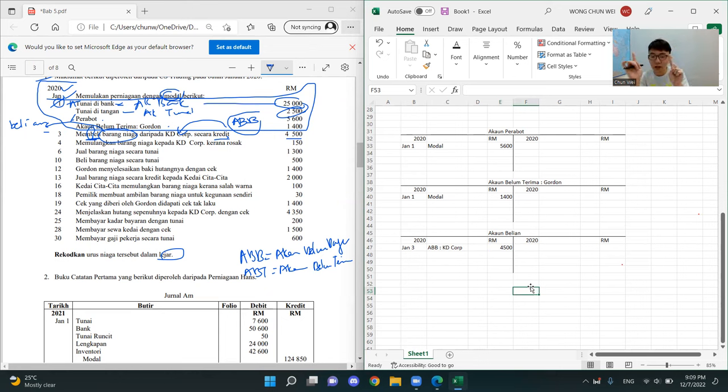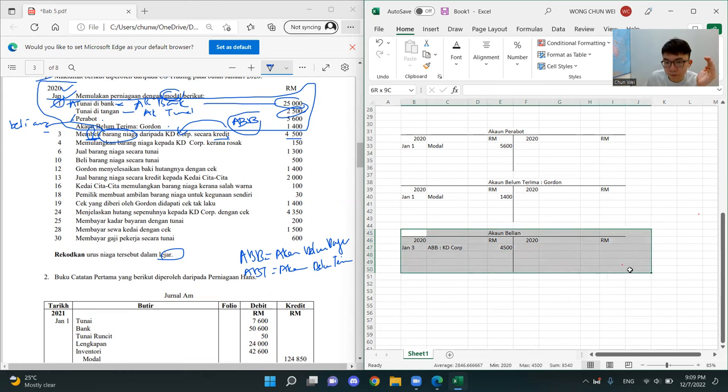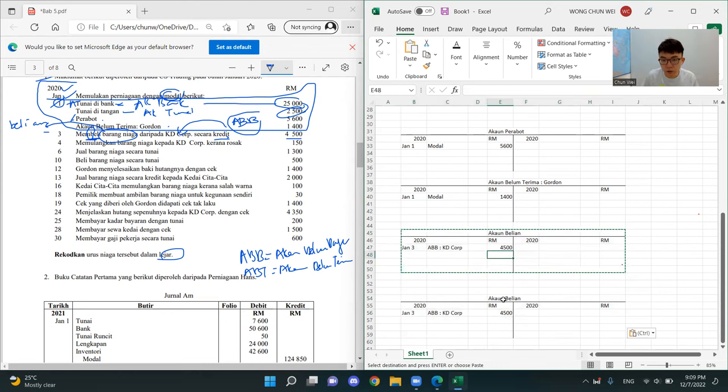This is just one account. I read debit one account. Another account must what? I must credit. Credit what? Credit this account. Alright, so here belian normally we will have a lot, so you skip about 7: 1, 2, 3, 4, 5, 6, 7. So here will be ABB KD Corp. So account ABB will be belum bayar KD Corp. So you make sure you have all the 2020 Ringgit Malaysia, RM.